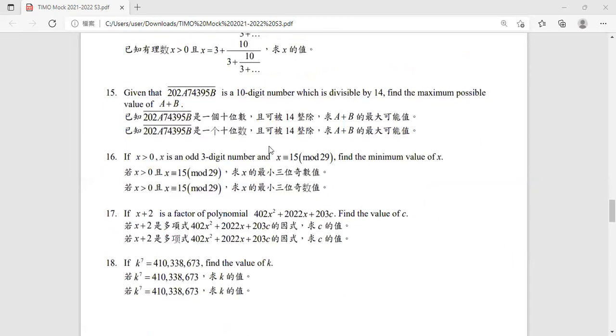Now, question 15. We're given that 202A743955B is a 10-digit number which is divisible by 40. Find the maximum possible value of A plus B.